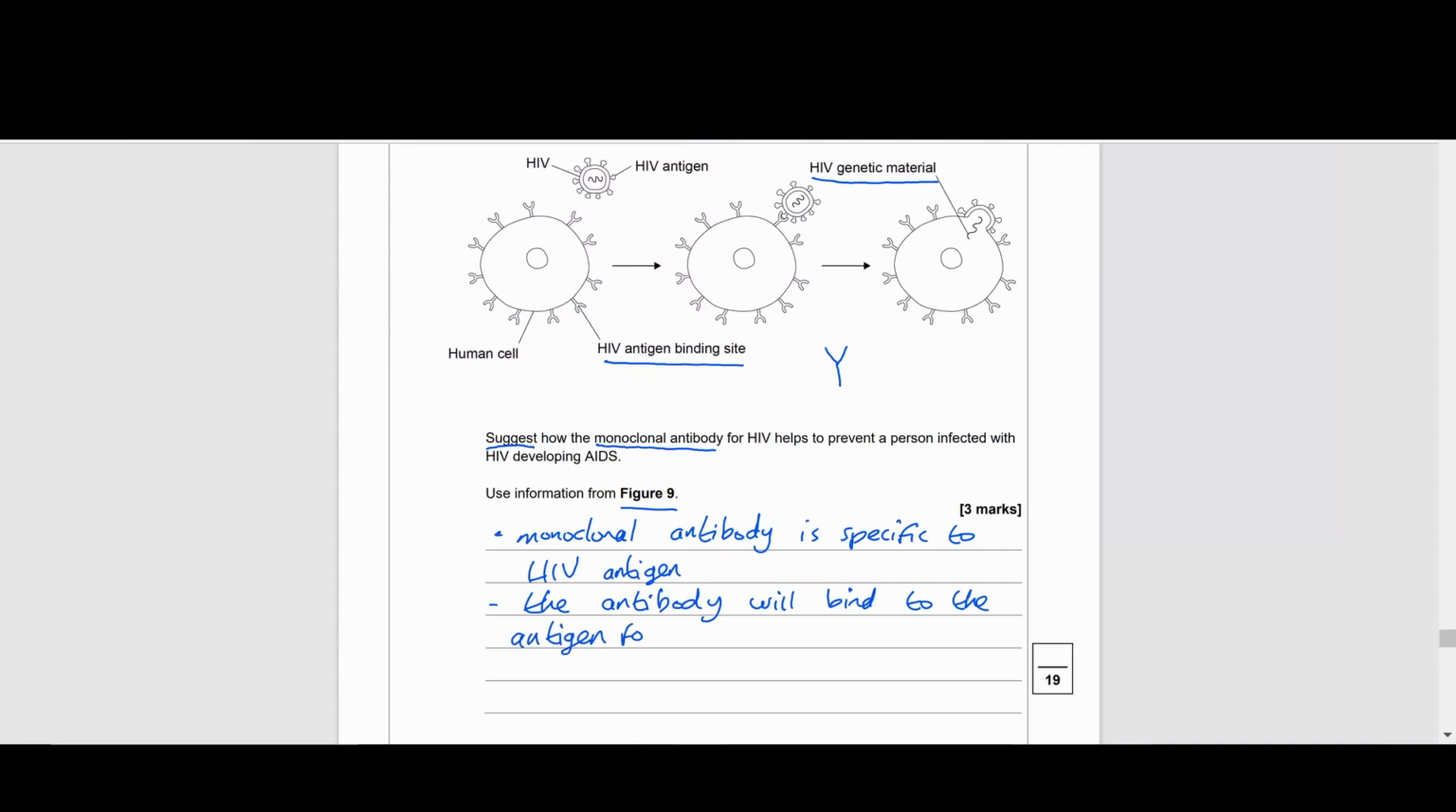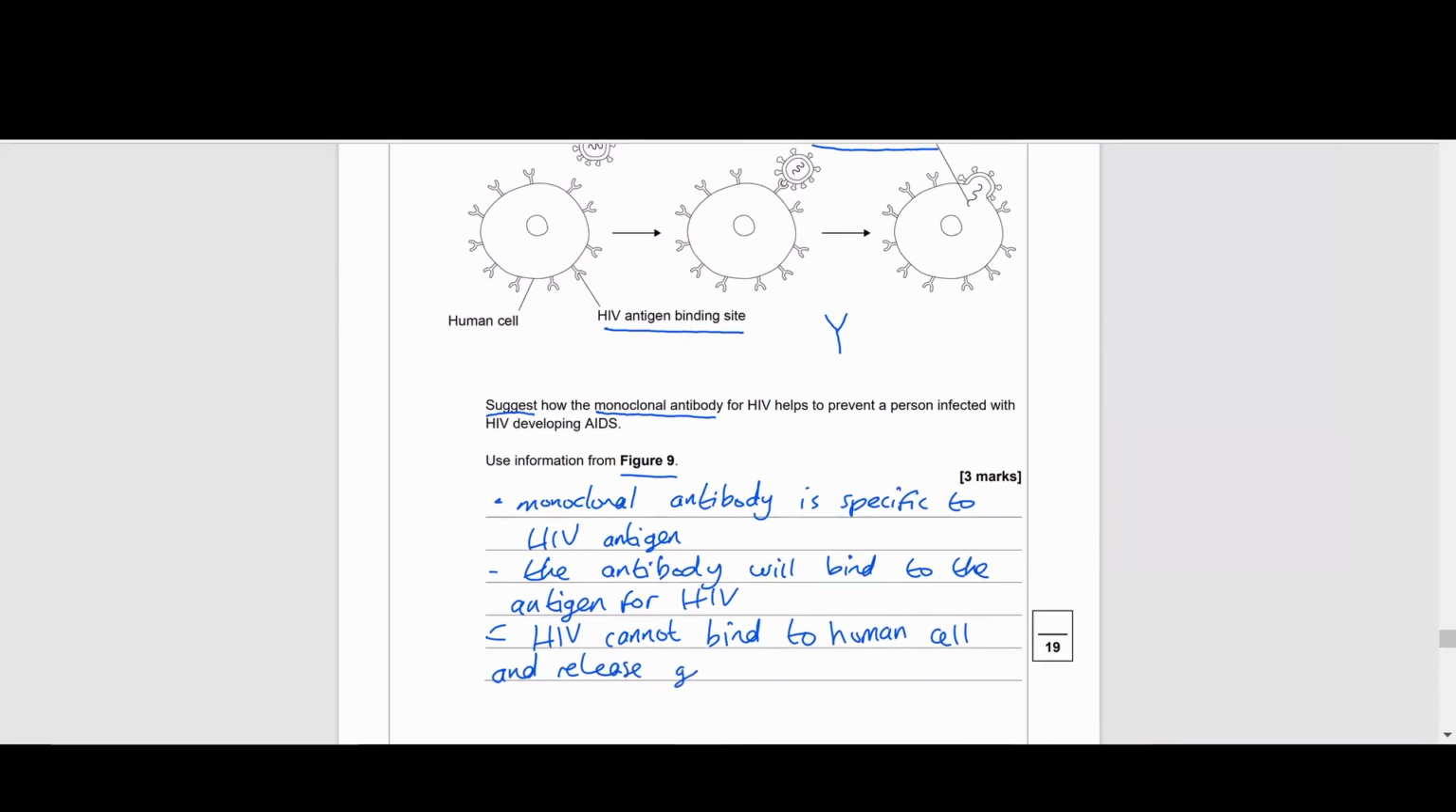What did we say that antibodies can do? Antibodies can help to destroy pathogens. But if we're using the figure, if our monoclonal antibody binds to our HIV antigen, that then means that the HIV cannot bind to our human cells. And then what does that then mean? It means that it can't release the genetic material into our cells.